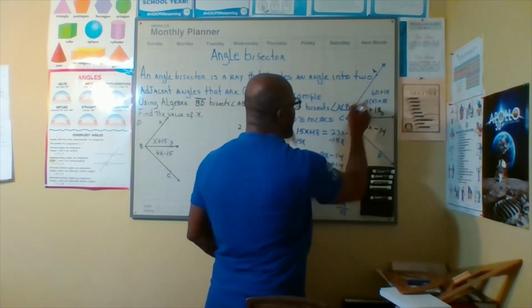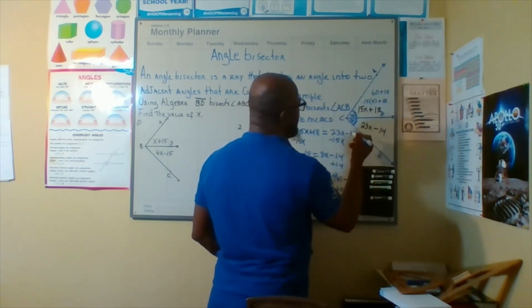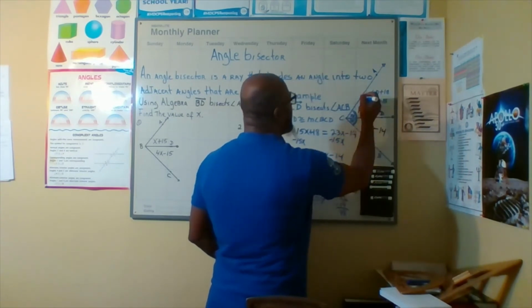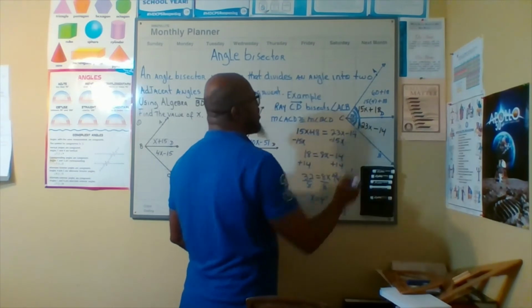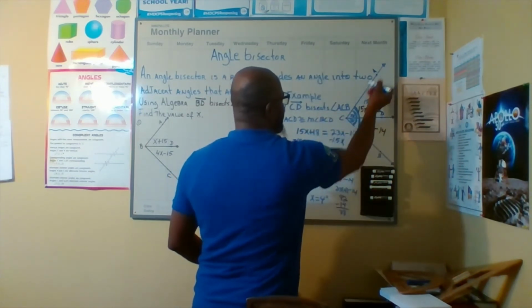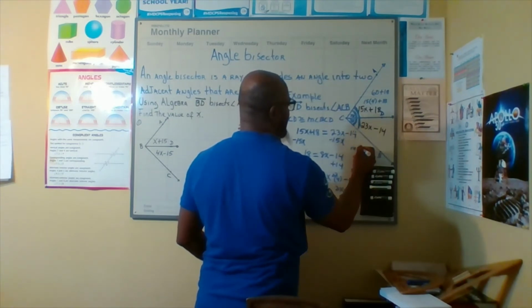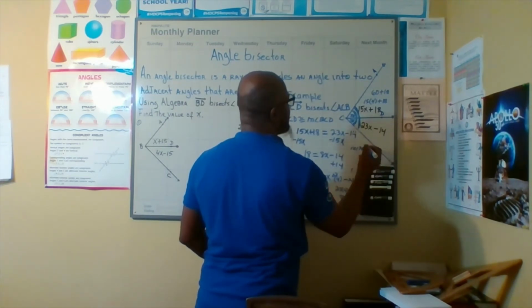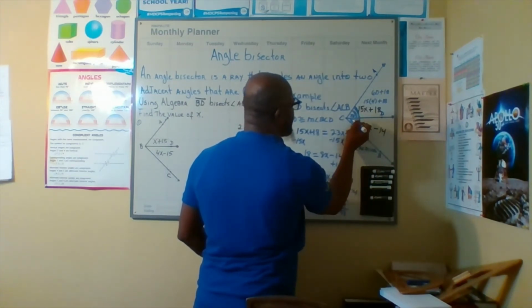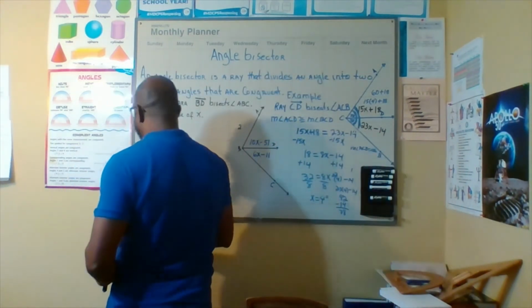Now to find the entire angle, we take 78 plus 78. That will be 156. So the entire angle, which is ACB, will be 156. ACB is 156 degrees. However, each individual angle is 78, or 78 times 2.